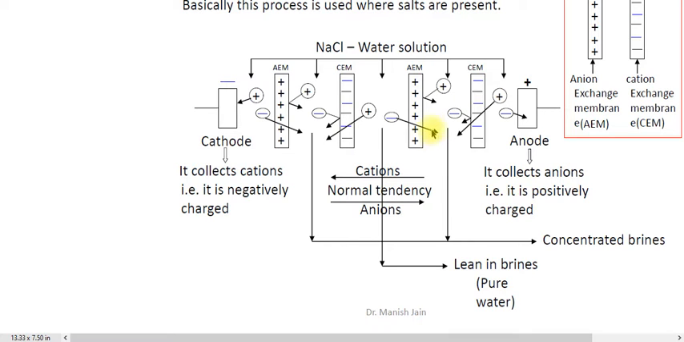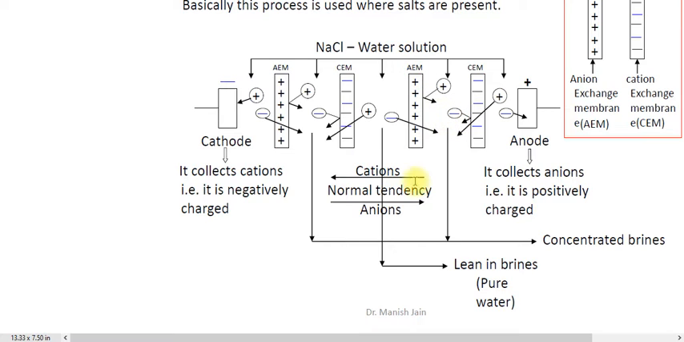So from here the Cl negative ion will come, from here the Na positive ion will come. So here again you have the neutral charge and you have the higher concentration of NaCl, and from here the Na positive and Cl negative ions will move in the two opposite directions. So here you have the dilute concentration of NaCl. Similarly here again the Na positive ion will move towards the cathode, and the Cl negative ion will move towards the anode.